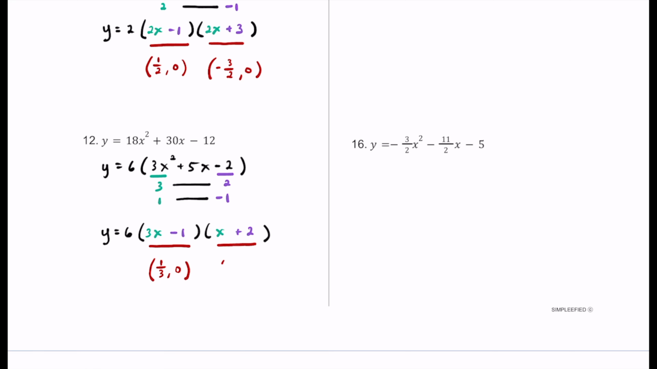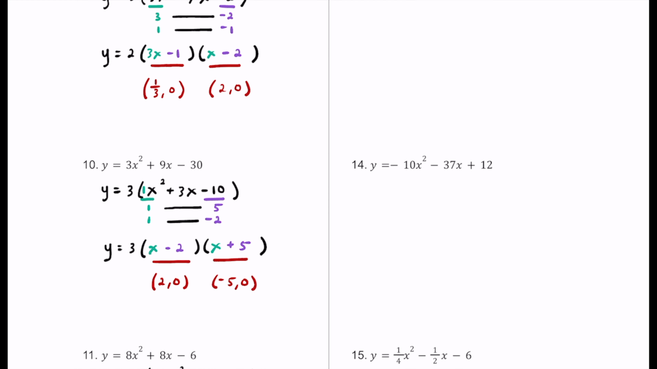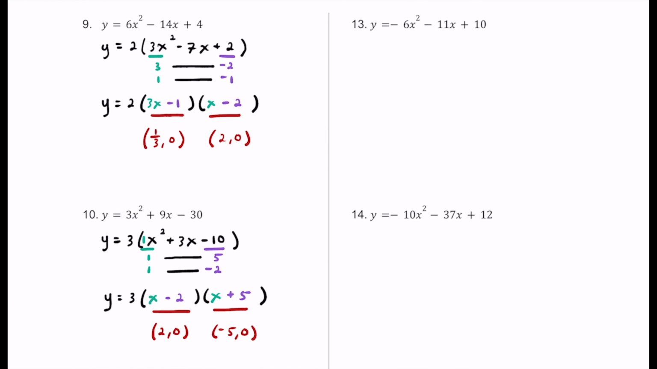And over here, x is going to be negative 2, so let's go with negative 2 comma 0. For number 13, let's see what we got here. We have y is equal to negative 6x squared minus 11x plus 10.